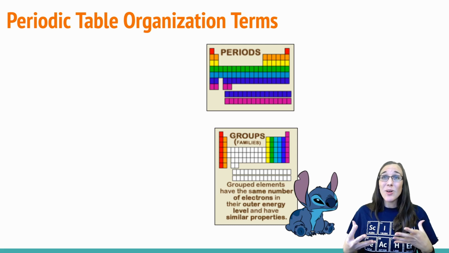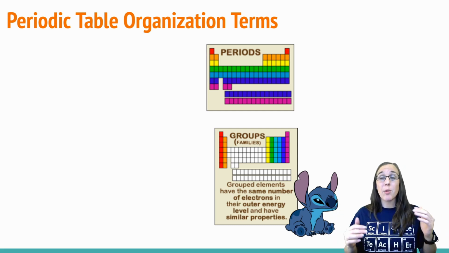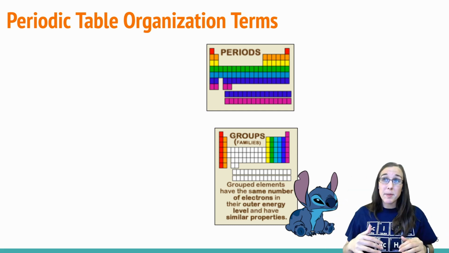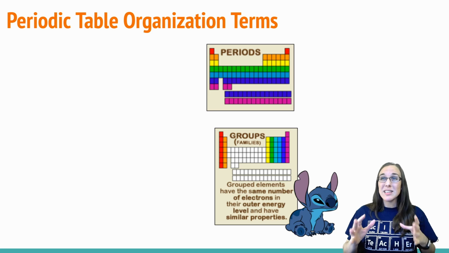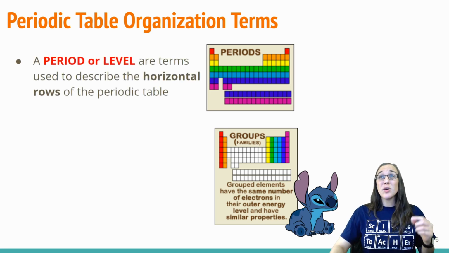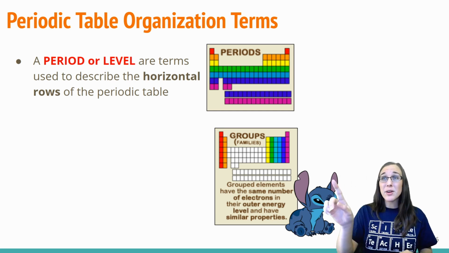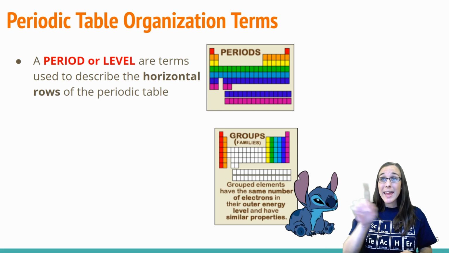So that's kind of also what we're looking at in the periodic table. These are directional terms. So we're talking about which way we're reading it. Are we reading it from left to right or top to bottom? That's kind of what we're using these words for. So a period or level, that's if you're going from left to right or right to left. So if you're going across the periodic table this way, then you're talking about a period or level.